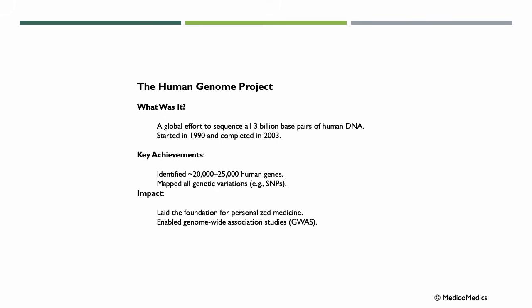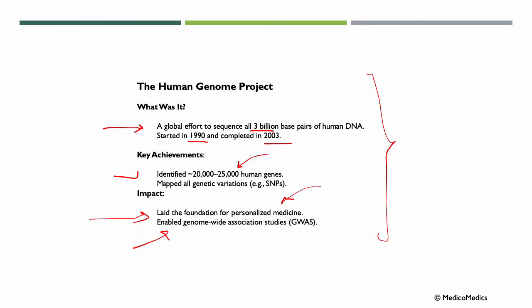Now, the Human Genome Project was a global effort to sequence all 3 billion base pairs of human DNA, and it started in 1990 and completed in 2003. Key achievements: it identified approximately 20 to 25,000 human genes, and it mapped all genetic variations. The impact? Well, it laid a foundation for personalized medicine and enabled genome-wide association studies. So it was like creating a detailed map of all human genes to better understand health and disease.